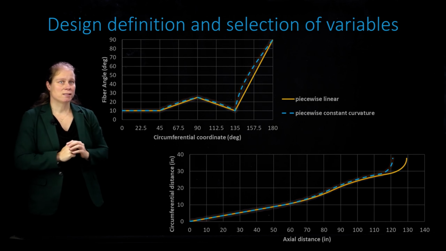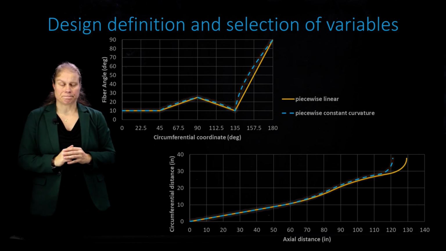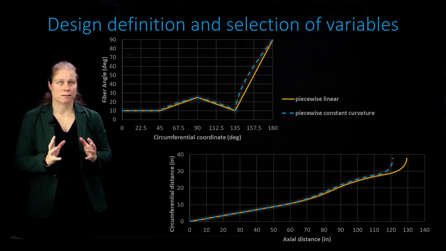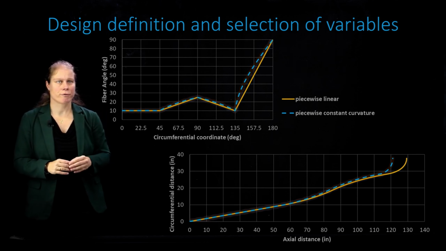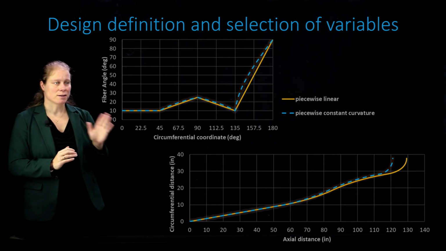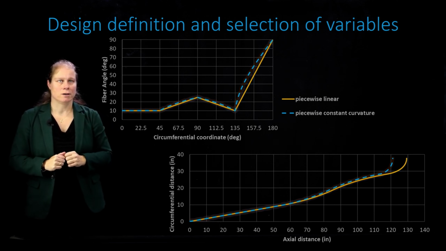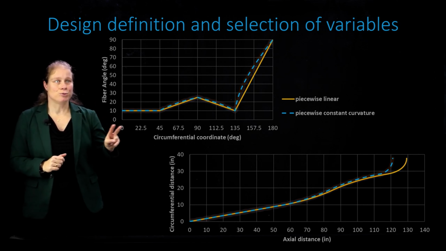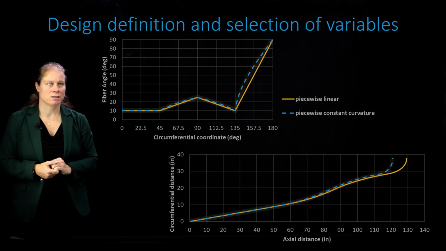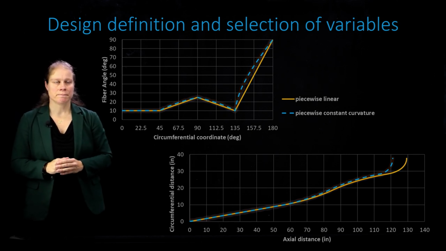On the vertical axis, you will see the fiber angle, and this fiber angle can go, in theory, from 0 degrees to 90 degrees, where 0 degrees goes along the length of the cylinder and 90 goes in the circle, in a hoop, around the circumference. And here you see two of the three options that I mentioned, the piecewise linear and the piecewise constant curvature.